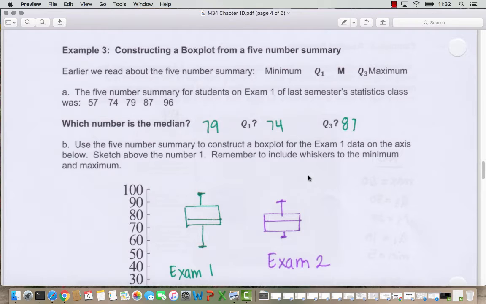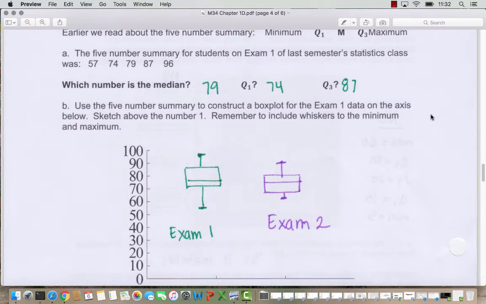Example 3, we're going to see how we can construct a box plot from a 5-number summary. So here's a 5-number summary for students on exam 1 of last semester's statistics class. You see right here in the middle, the median is 79. Quartile 1 is 74. Quartile 3 is 87. Remember, this first number is the minimum score, and the last number is the maximum score. So we want to use the 5-number summary to make a sketch here.